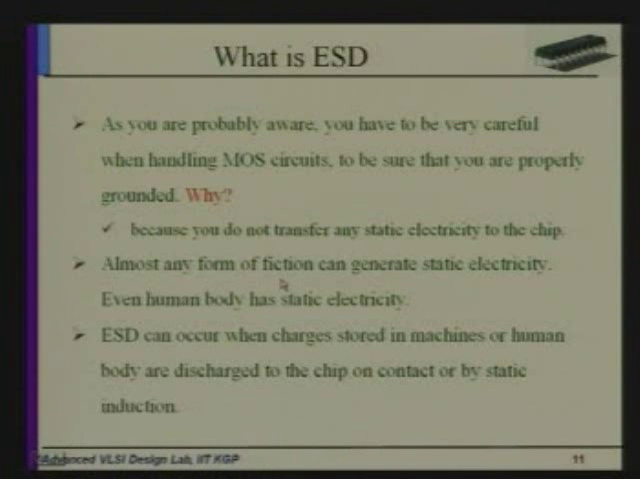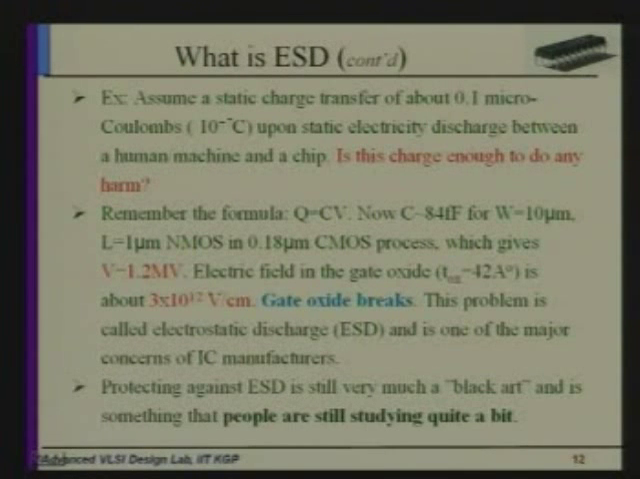Almost any form of friction can generate static electricity, and even the human body has static electricity, right? ESD can occur when charges stored in the human body or machines are discharged to the chip. At that time the discharge will happen, right? At that time the gate oxide will break. I will tell how it is happening. Now consider, for example, we are transferring a static charge of 0.1 microcoulomb. That is very small, right? Now consider the equation Q equals C times V.